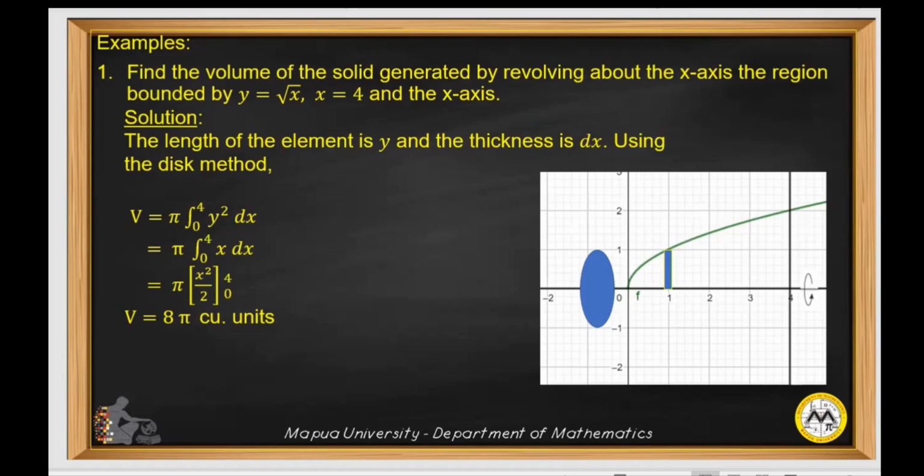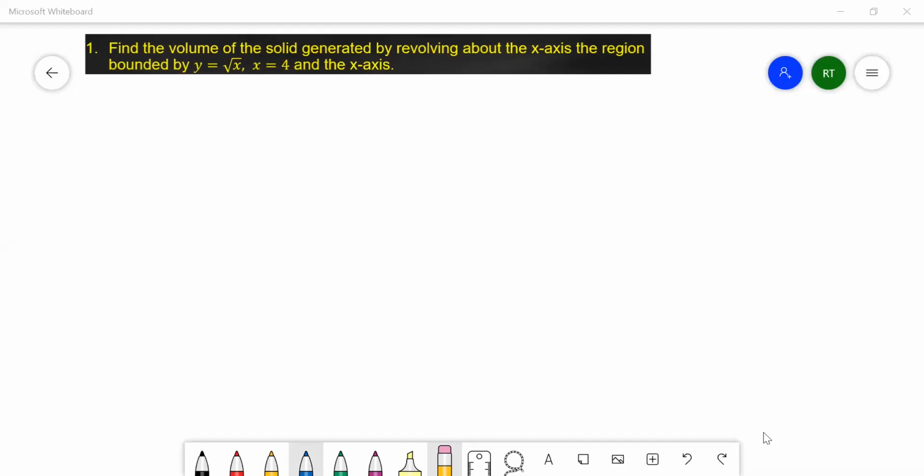So I'm going to stop sharing the lecture. And in the first example, we are going to find the volume of solid of revolution generated by revolving about the x-axis the region bounded by the curve y is equal to square root of x, x is equal to 4, and the x-axis. So to sketch the region, we need to consider the curve y is equal to square root of x and x is equal to 4.